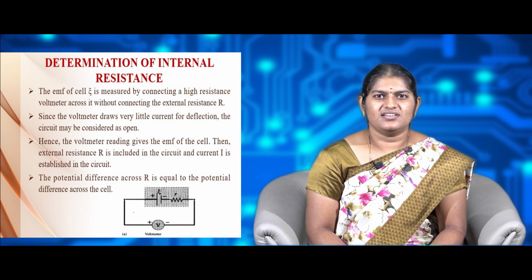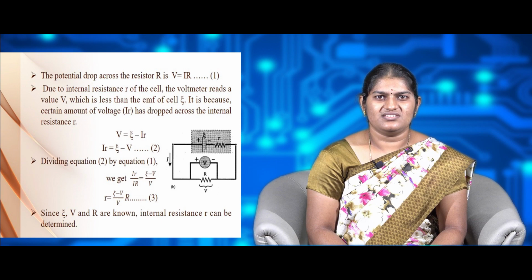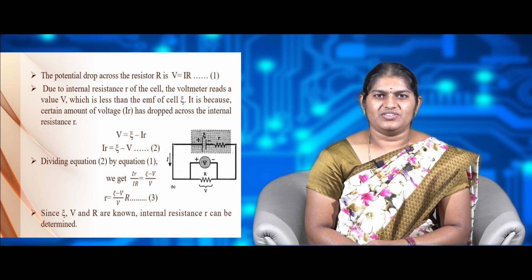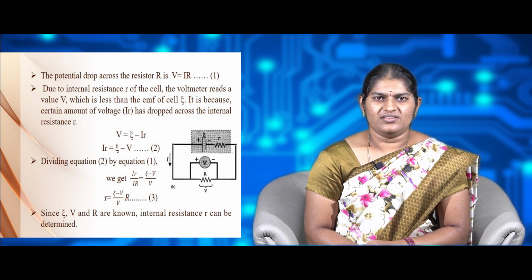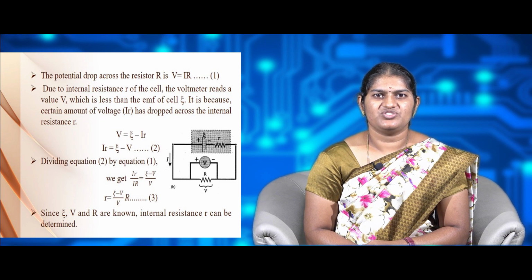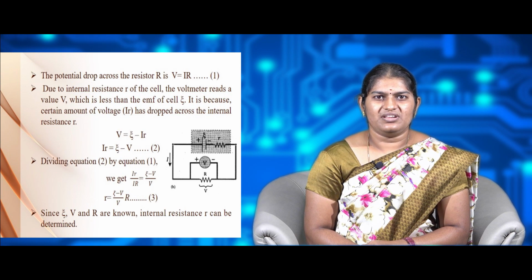Here, the external resistor R is included in the circuit and a current I is established in the circuit. The potential difference across the resistor is equal to the potential difference across the battery. The potential drop across the resistor is given by the formula V = IR. Due to the internal resistance of the cell, the voltmeter gives a value V, which is less than the EMF of the cell. This is because a certain amount of voltage drop occurs across the internal resistance of the cell. The equation can be written as V = ε − Ir, so Ir = ε − V.